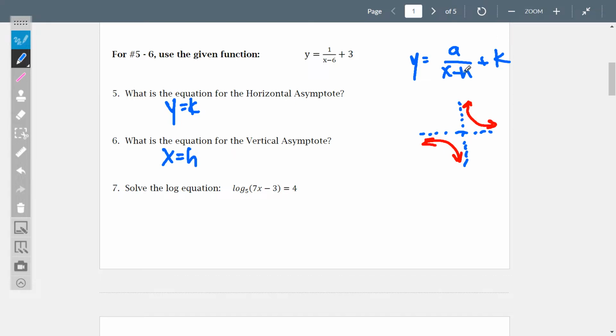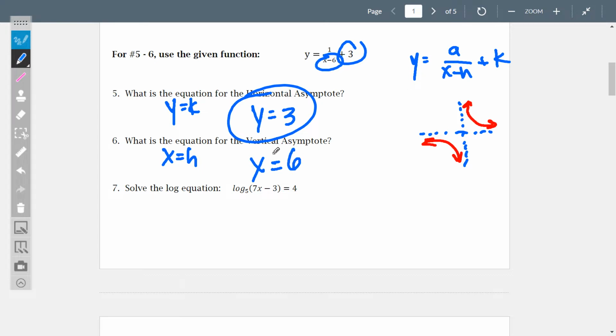So the horizontal asymptote, our k value, is y equals 3, and that's because that moves the horizontal asymptote up and down, so it's going to move it up to 3. The vertical asymptote is going to be at 6 because the h value is equal to 6. All right, that minus 6 in the denominator is going to move it over to the right by 6 units, which means our vertical asymptote is now over at 6.